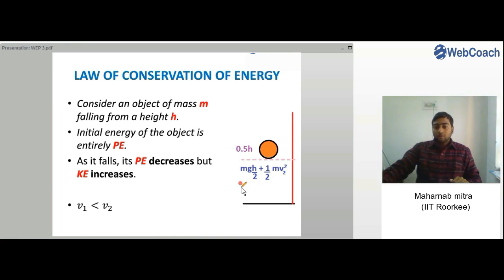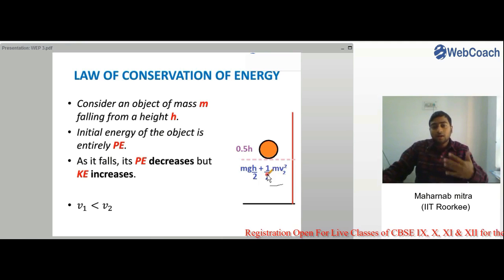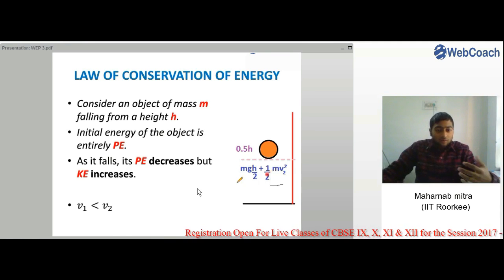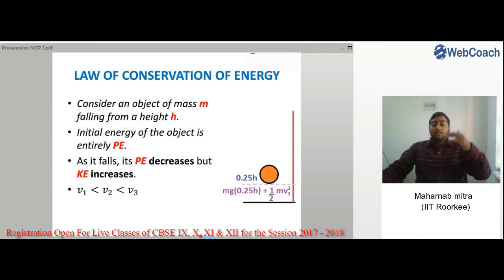Now as it falls further, here you can see half of the potential energy is remaining. So half has been converted to kinetic energy, and therefore kinetic energy has increased. Earlier it was 1/4, right? And now it has become half. So kinetic energy has increased. Therefore v2 is greater than v1, right?